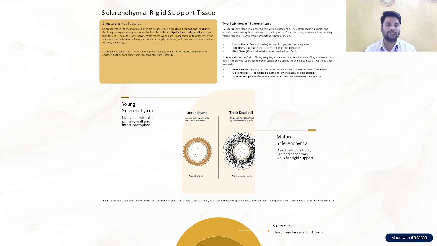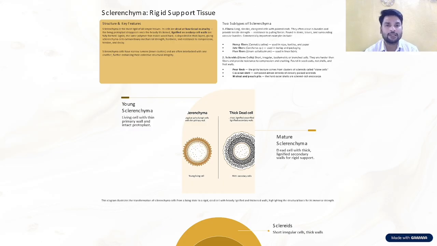Fibers are long, slender, elongated cells with pointed ends. They often occur in bundles and provide tensile strength, resistance to pulling force, found in the stem, leaf, and surrounding vascular bundles. Commercially important examples include hemp fiber, that is Cannabis sativa, used in rope, textile and paper industry. Then jute fibers, used in burlap and packaging. And the third one is flax fiber, Linum usitatissimum, used in linen fabric.